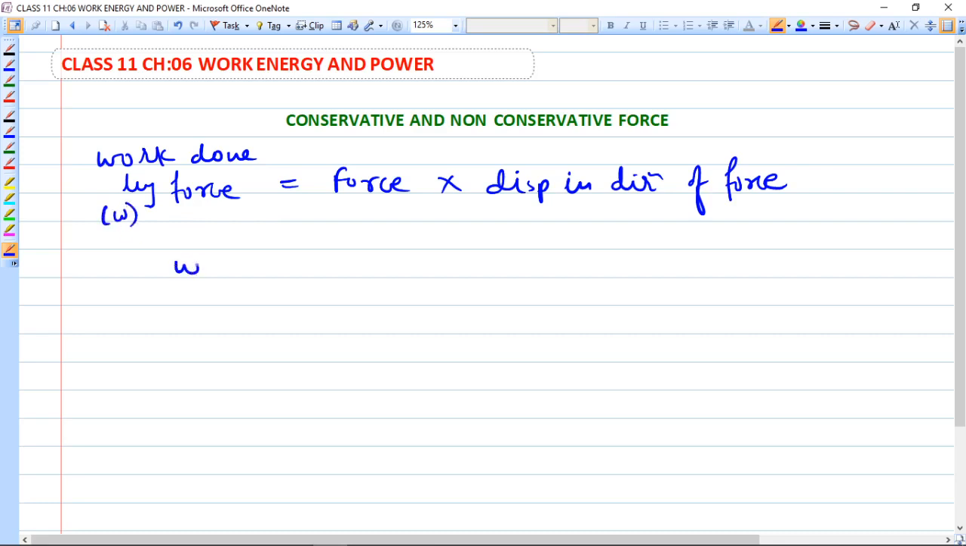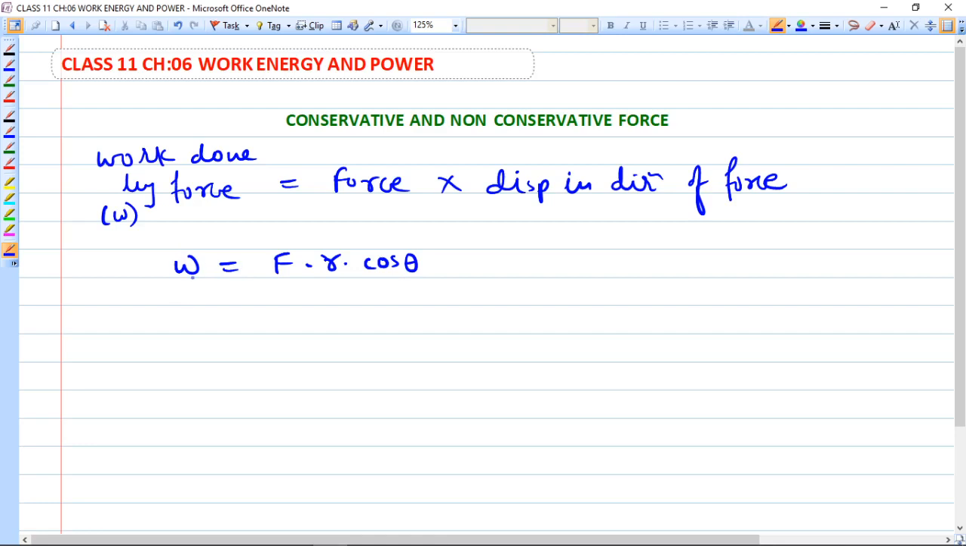W. सिंबॉलिकली लिखना चाहूँ तो W is equal to F·R cos θ. आप F·d cos θ, F·s cos θ सब कुछ लिख सकते हो। Where F is the applied force, R is the displacement of the object on which the force is applied, and theta is the angle between force and displacement, applied force and the displacement. That is what we have discussed in the previous lecture.